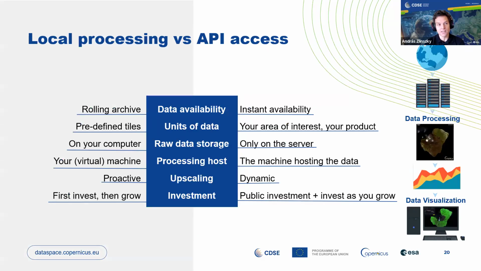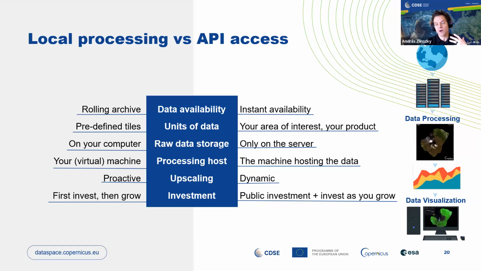So the advantage of API access is that the data is instantly there. It's what you need. You're not storing raw data. You're not processing the raw data on your machine, and it's very fast to upscale. So on the investment side, API access is worth it because you don't have to first buy a big infrastructure, estimating the size of your demand. You can start small. You're running everything on the cloud. And then as your service grows, you can just grow the processing demand, your virtual machine on the cloud. Again, you can do this in a completely dynamic way.